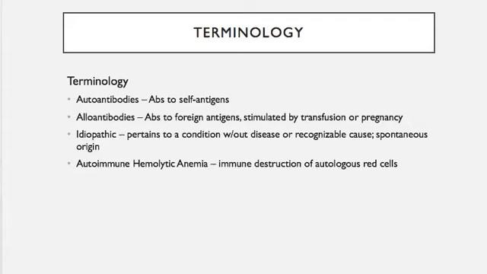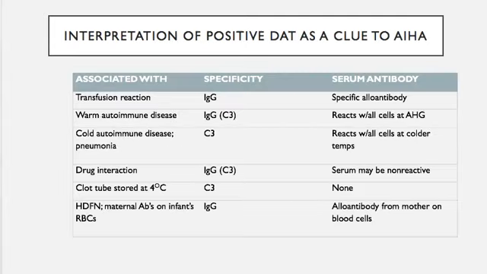The term idiopathic pertains to a condition without a disease or any type of recognizable cause, so it's a disease or condition that seems to have spontaneous origin. And then autoimmune hemolytic anemia is immune destruction of autologous red cells. And again, auto means self, so destruction of your own red cells.